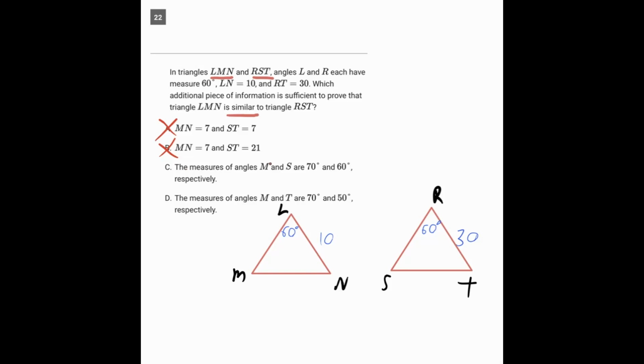Looking at C now, M and S are 70 and 60. So M is 70, S is 60. And if each of the triangles has to add to 180, 60 plus 70 is 130. We'd need 50 more to make it 180. 60 and 60 is 120. We'd need 60 more to make it 180. Now, similar triangles have all the same angles, and we don't have all the same angles here. So we don't know that the triangles would be similar based on C.